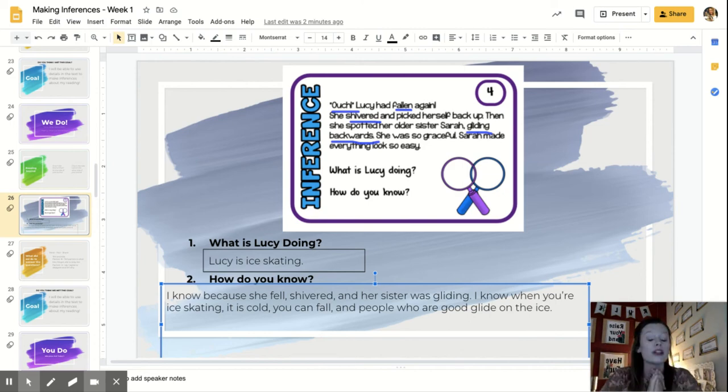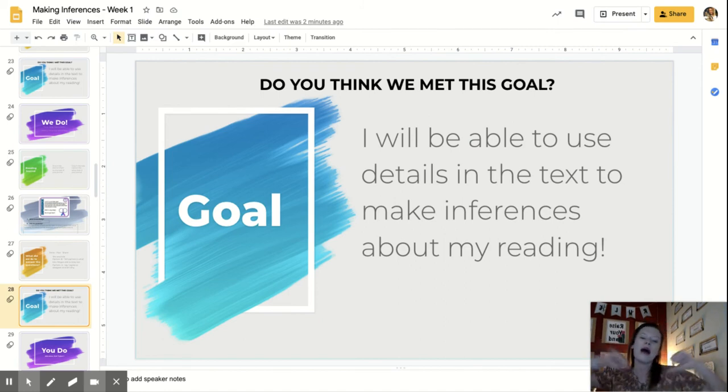If you are at any point struggling with the you do, send me a message. Let me know. Go back and watch my model, okay? Go back and watch my model. So remember, this is our goal. I will be able to use details in the text to make inferences about my reading. Okay, that's our goal, right? That's what we're working toward.